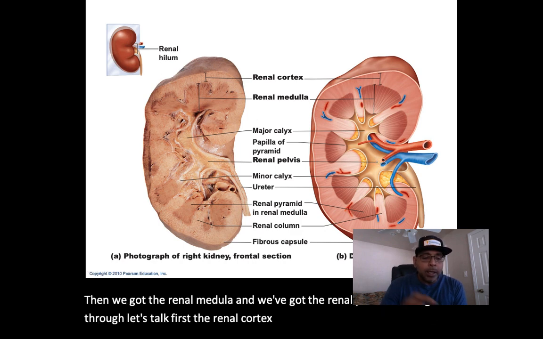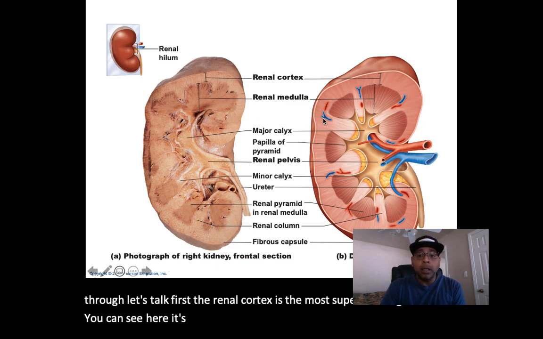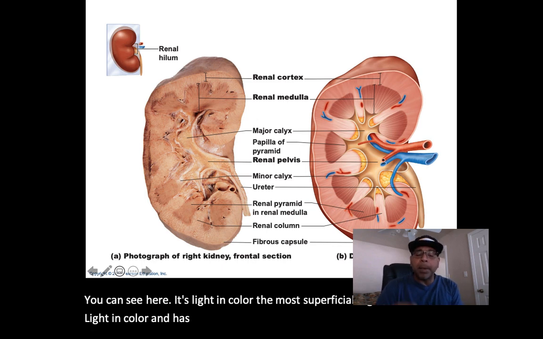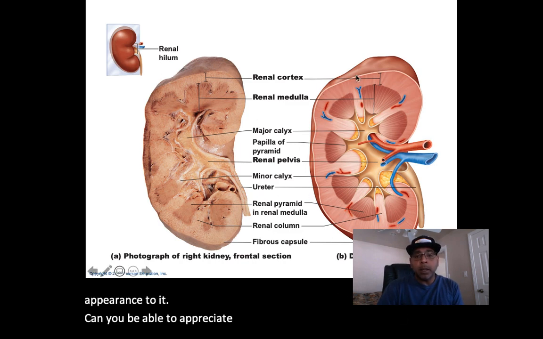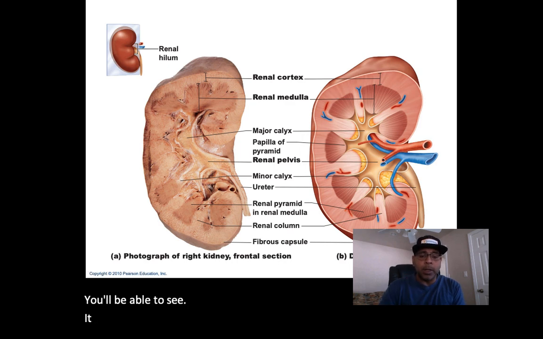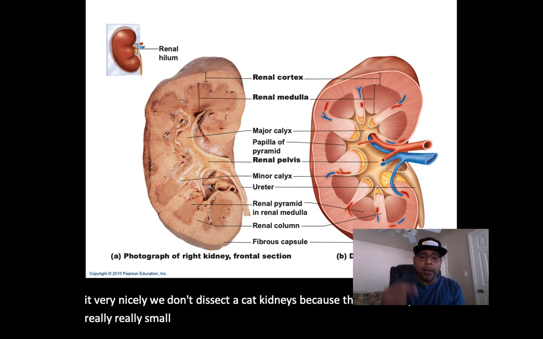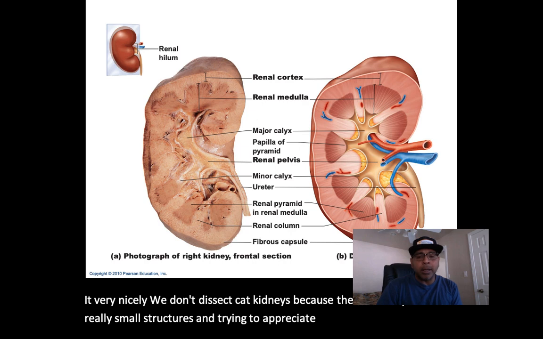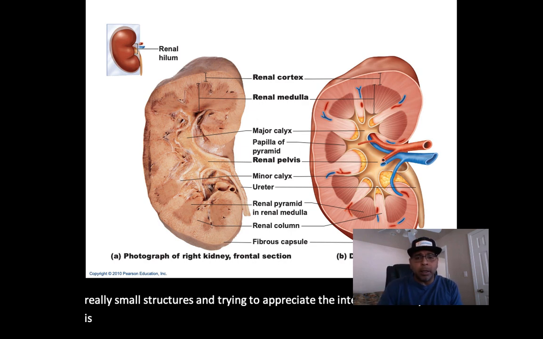The renal cortex is the most superficial region. You can see here it's light in color, and it has a granular appearance to it. And you'll be able to appreciate that there with the cow kidneys. You'll be able to see it very nicely. We don't dissect out cat kidneys because the cat kidneys are really small structures, and trying to appreciate the internal anatomy inside is almost non-existent, and so we supplement that with cow kidneys.